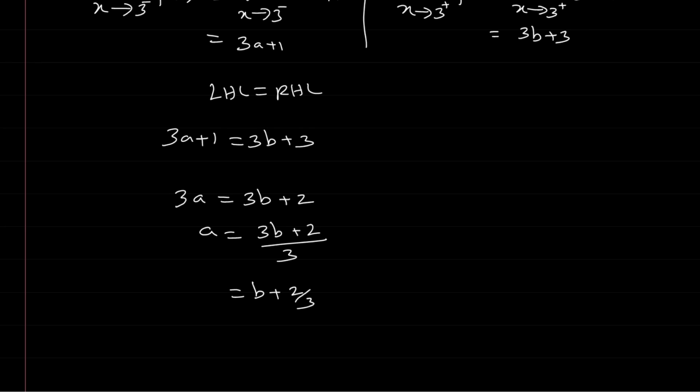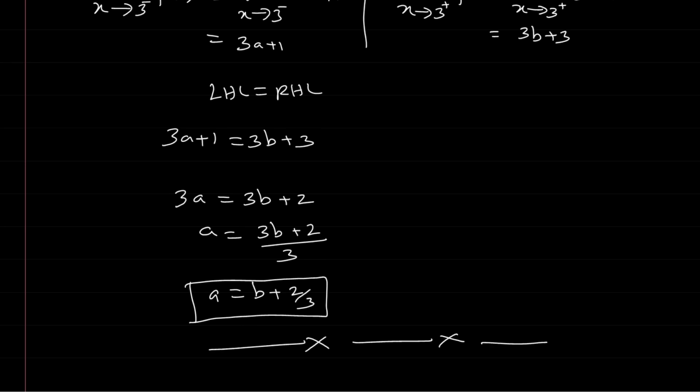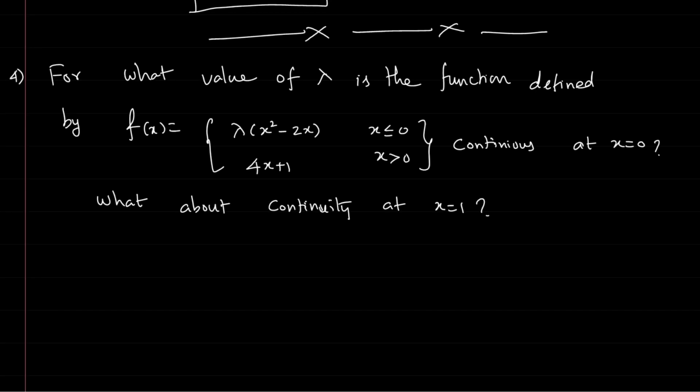Sorry, a is equal to... therefore the question is you have to find the relationship between a and b. Therefore a is equal to (b + 2)/3. This is the relationship between a and b. This is also a very simple problem.